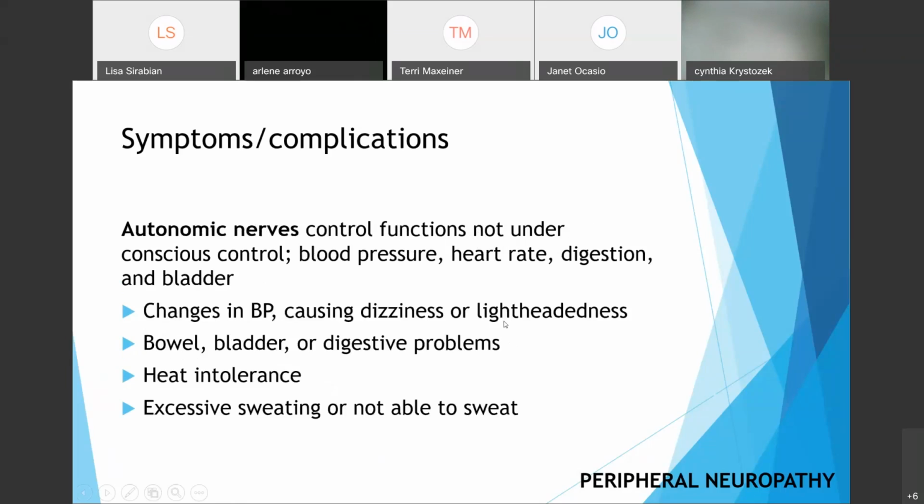And then the third type of peripheral nerves is the autonomic nerve. So this controls functions that are not under conscious control. So things like blood pressure, heart rate, digestion, and bladder. So what are we going to see? Of course, changes in the blood pressure, dizziness, lightheadedness, bowel, bladder, and digestive problems, heat intolerance, excessive sweating, or not being able to sweat. Autonomic.